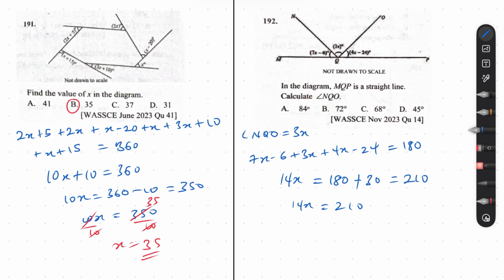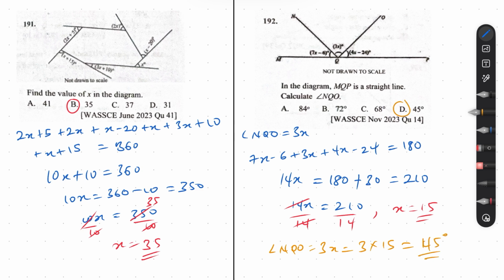We can divide both sides by 14. The 14 cancels out, and then we would have x equal to 15. So now that we know the value of x, we can find angle NQO, which is 3x. So angle NQO is equal to 3x, which is equal to 3 times 15. And that gives us 45, which is D. All right, let's move on to question number 193.